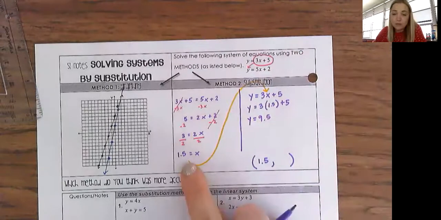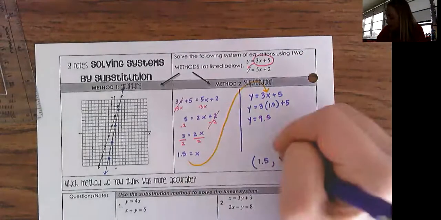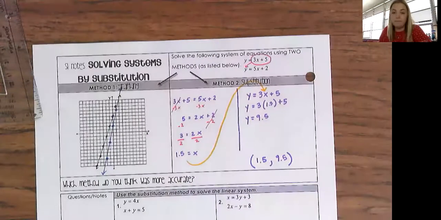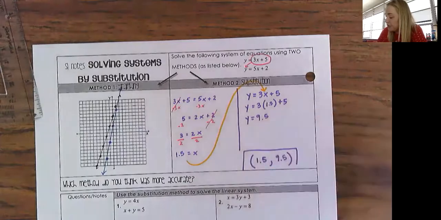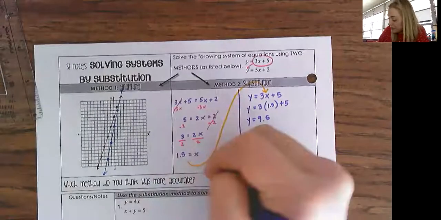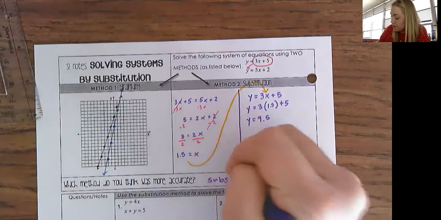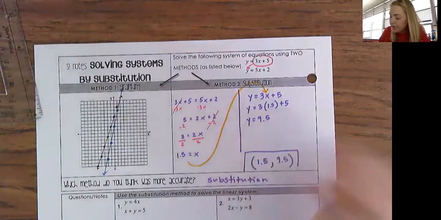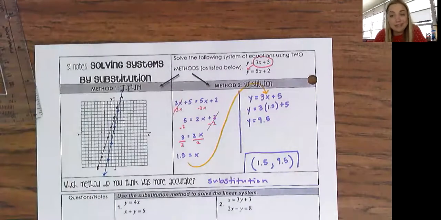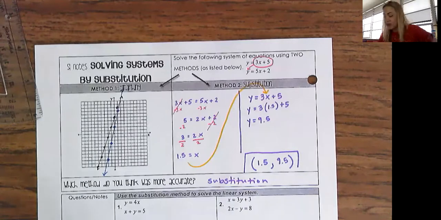So my x value is 1.5, my y value is 9.5. This is called the substitution method. So which method was more accurate here? Well, substitution. Here's why: because I actually got an answer. The other one I would have had to guess and then check and then guess and then check, and it would have been really ridiculous having to guess to see if it was exactly 1.5 or 1.6 or whatever.